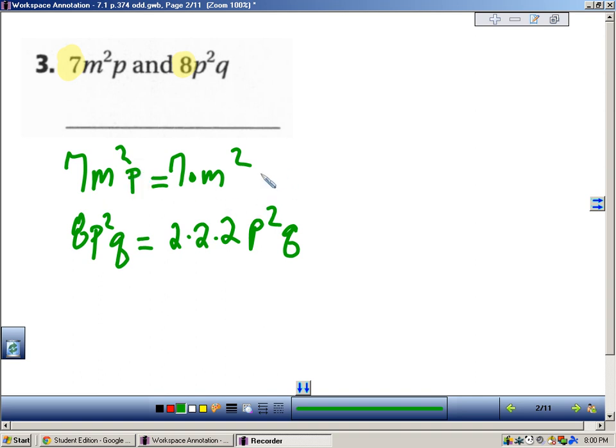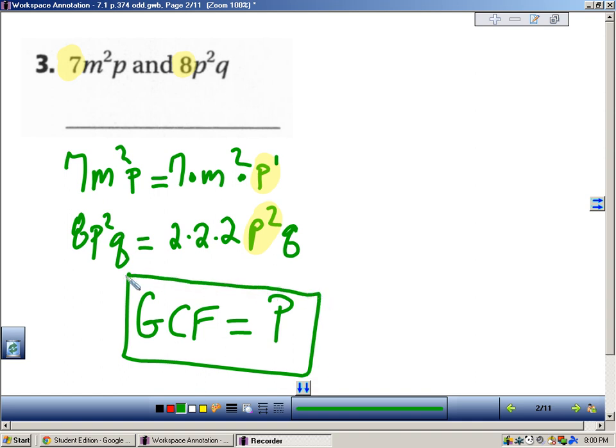Okay. So it looks like we have a common variable, p. All right. And so the common variable, which one has the lowest power? Of course, p does. P to the first, right? And so my GCF is just p. Now, I mangled that question. Just started off wrong, but that's okay. I'm going to keep pushing forward and attempt to clarify some more of these questions.